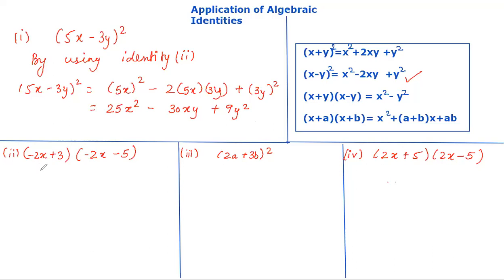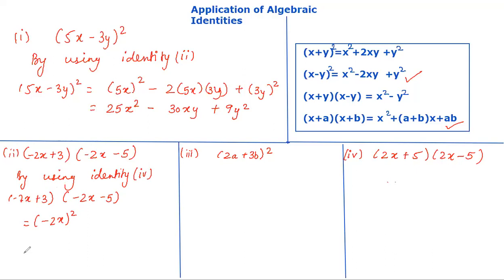Now let us see the second one. Here you can see that two binomials are there and both the binomials are different. So which identity will we use? We will use the fourth identity. So we will write, by using identity 4, or you can write the identity also. So we will have minus 2x plus 3 times minus 2x minus 5, that will be equal to minus 2x, the common term, square.